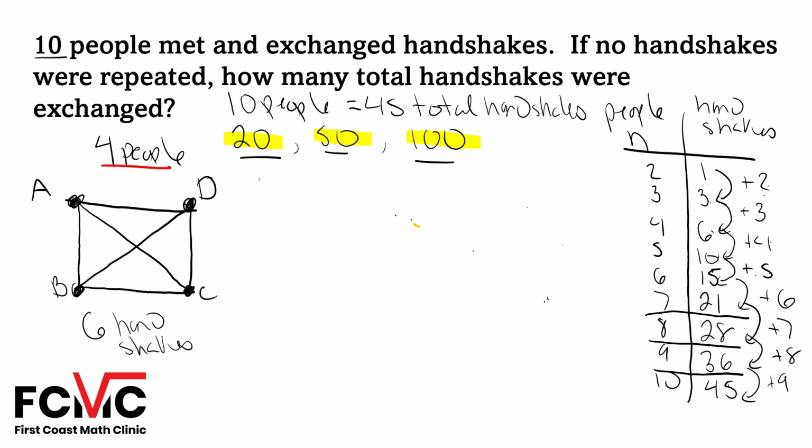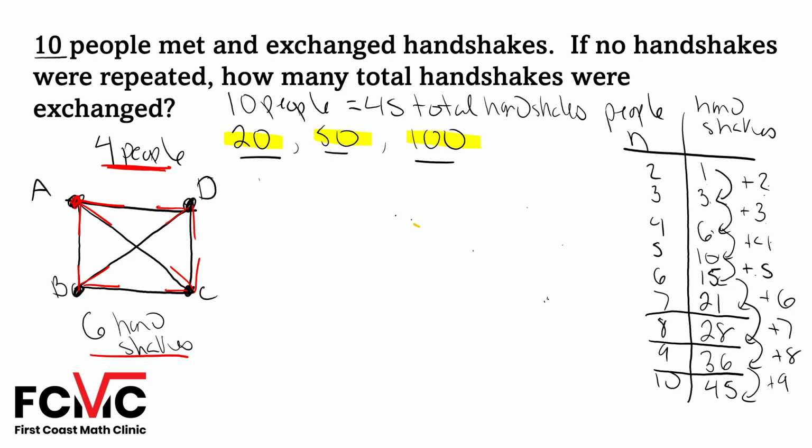So to help us do that, let's look at our figure right here. 4 people. Now at 4 people, we know we have 6 handshakes. And let's look at what we have for each person. Person A had 1, 2, 3 handshakes. Person B, 1, 2, 3. C, 1, 2, 3. And D, 1, 2, 3. So each person had 1 fewer handshake than the total number of people. And that makes sense because if you're in a group of 4 people, you can shake everybody's hand except for your own.